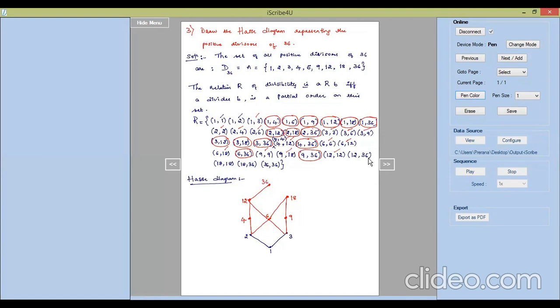This is 12, 36. Then we have 18, 18 which is a loop which is obvious. We will not draw it. 18, 36 we have to join the edge and show it. 18 to 36. Then lastly 36, 36 is a loop which is obvious. So this is the Hasse diagram for us. This is the Hasse diagram which represents the positive divisors of 36. Hope you have followed this problem.